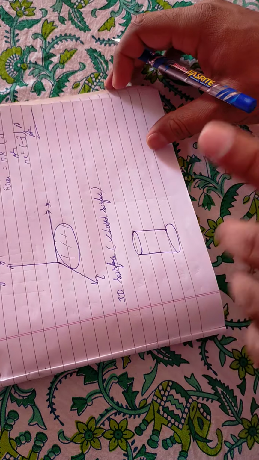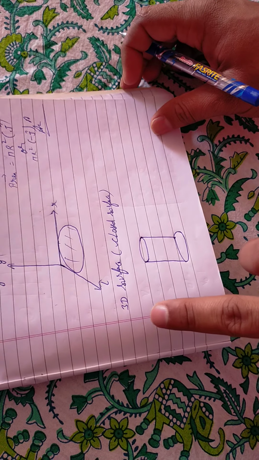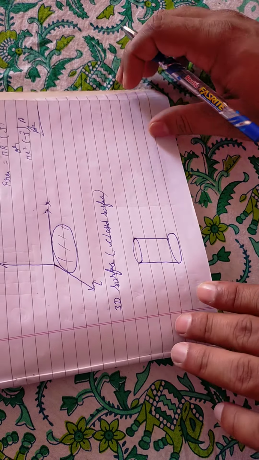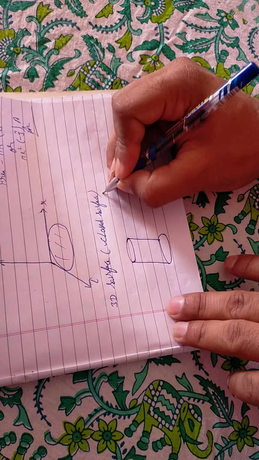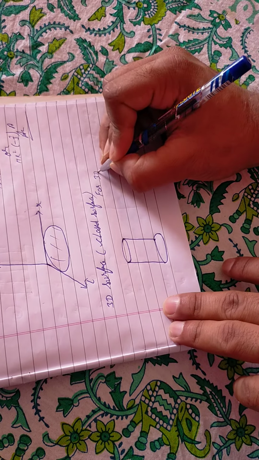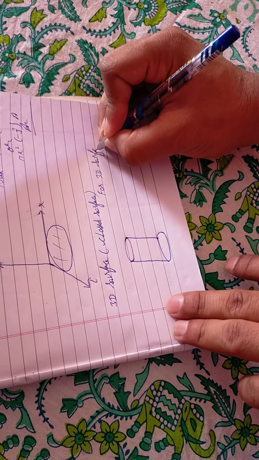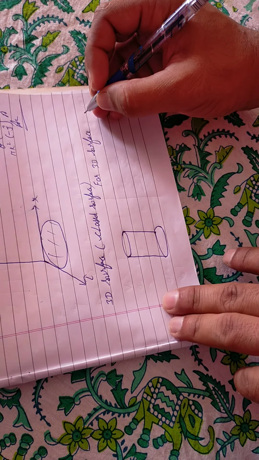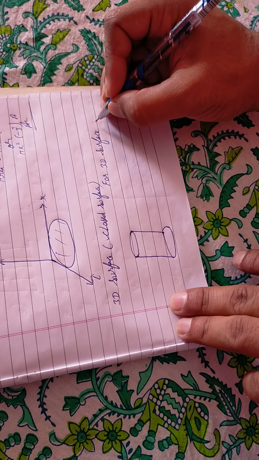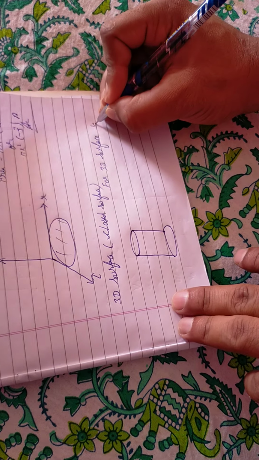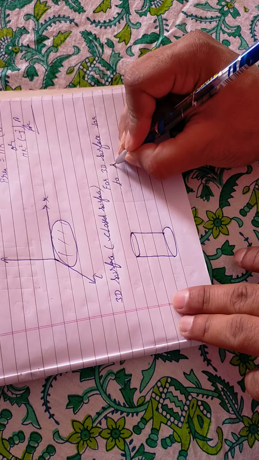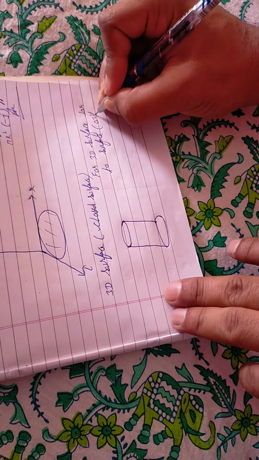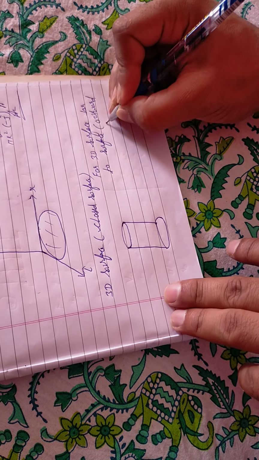One thing more: before calculating the area vector for a 3D surface, you must keep in mind that for a 3D surface you have to take the area vector perpendicular to the surface, always in the outward direction.